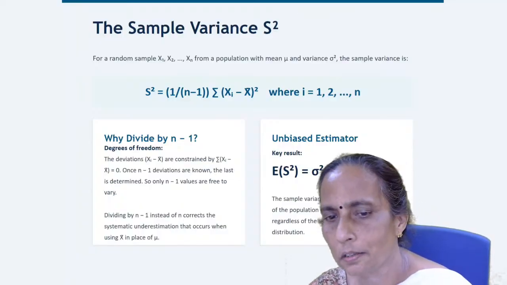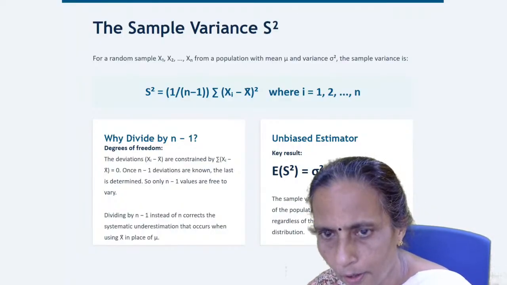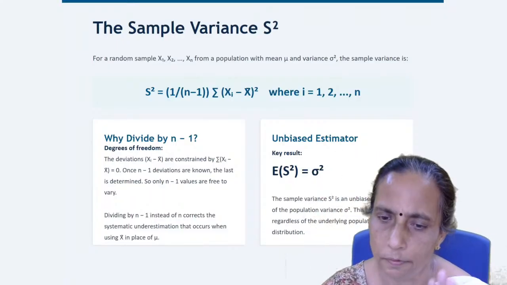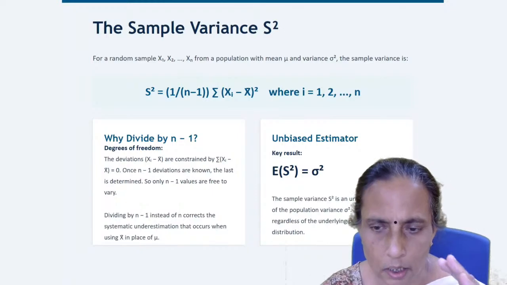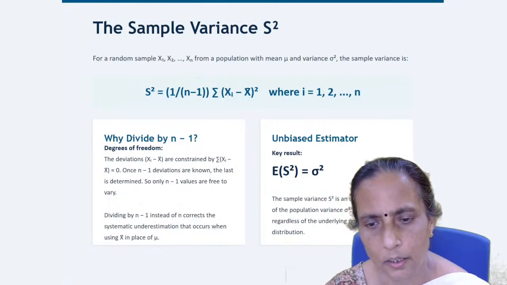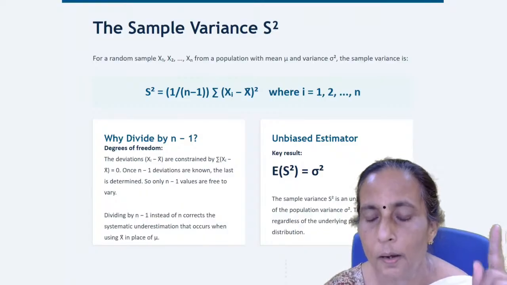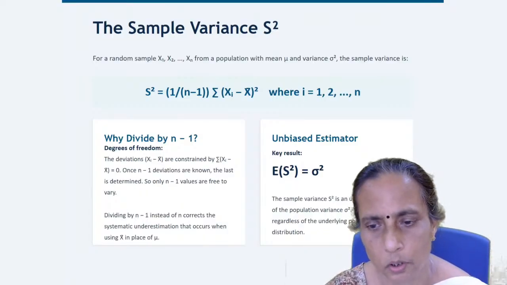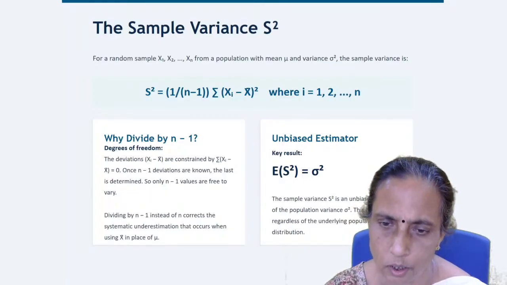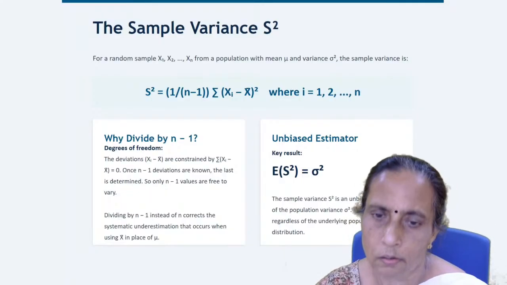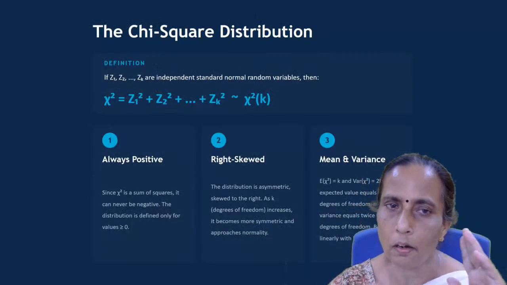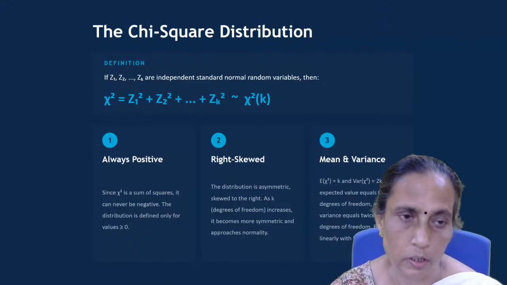Like the sample mean, the sample variance is also an unbiased estimator of the population variance, that is, the expectation of the sample variance is equal to the population variance. This holds regardless of the underlying population distribution. Whatever may be the underlying population distribution, your sample variance is always the unbiased estimate of the population variance.